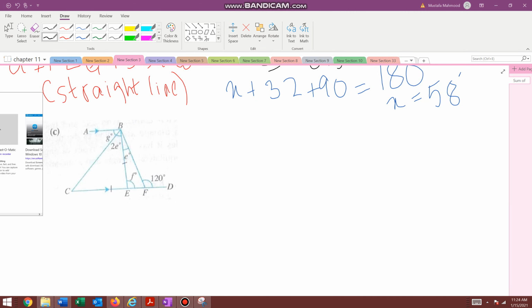Now the last question that I'll do for you today is this one. Over here we have three unknowns E, F and G. Okay, so we did this in the class also, but I'll explain it to you right now. First of all, to figure out the value of E, there are a few things that we're going to do.